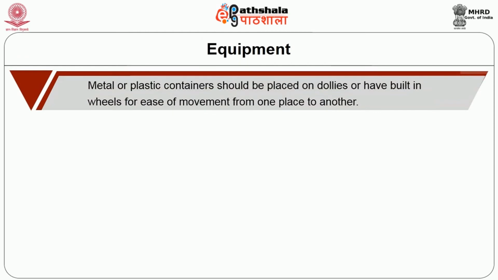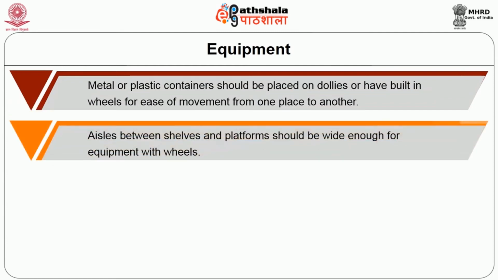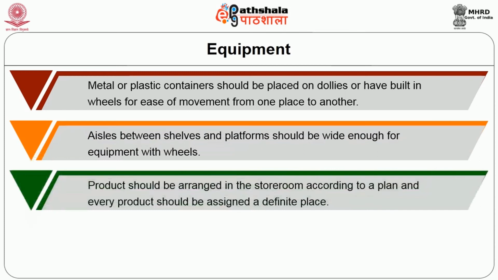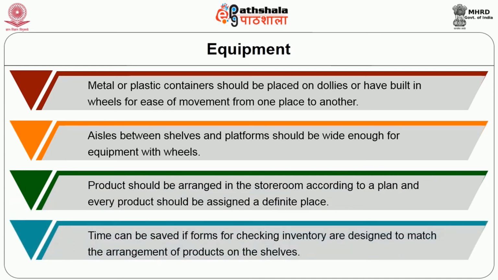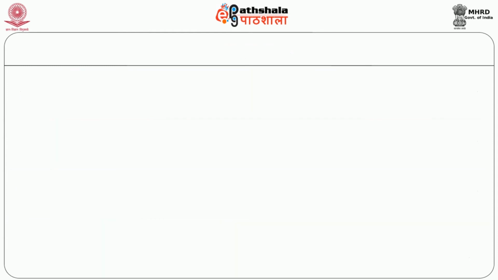Metal or plastic containers should be placed on dollies or have built-in wheels for ease of movement from one place to another. Aisles between shelves and platforms should be wide enough for equipment with wheels. Products should be arranged in the storeroom according to a plan, and every product should be assigned a definite place. Time can be saved if forms for checking inventory are designed to match the arrangement of products on the shelves.